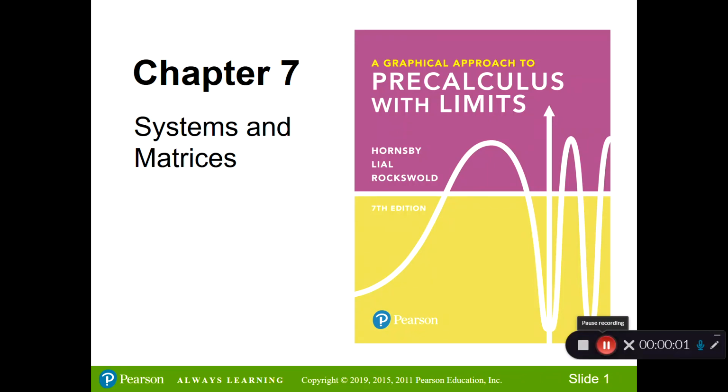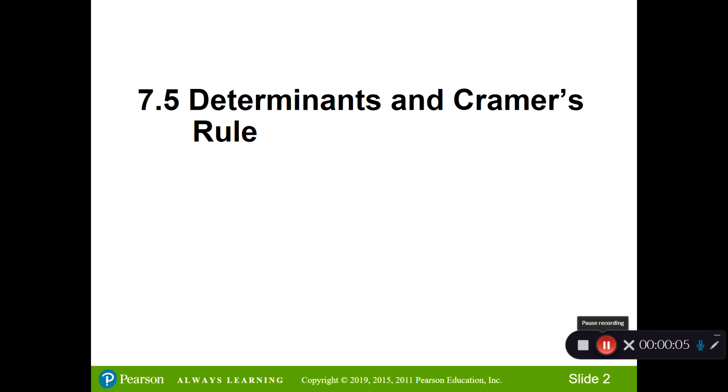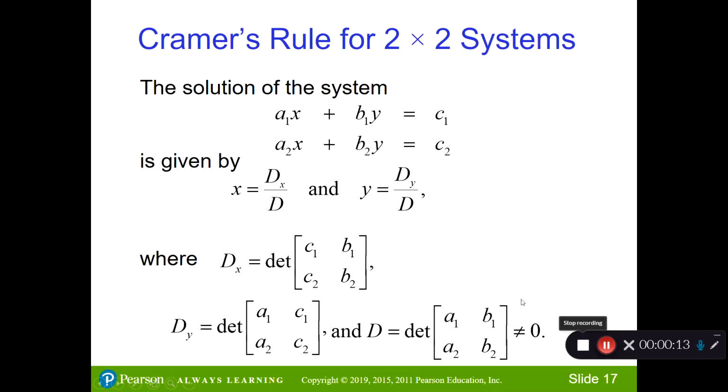In the last video, we learned about determinants. Now we're going to learn about Cramer's rule. So with Cramer's rule, the solution of the system, here's just one equation in x and y and another equation in x and y.